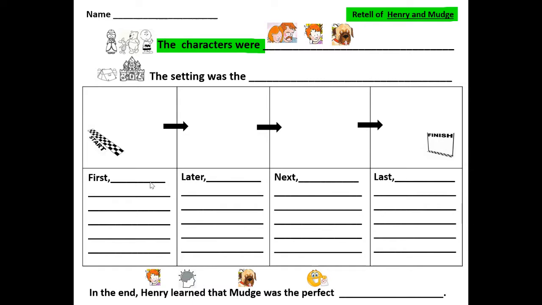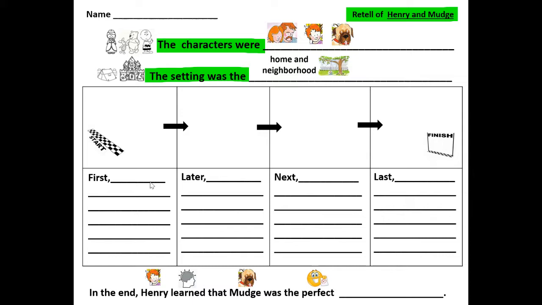The setting, where did the story take place? The setting was the home and the neighborhood. Remember, they were both at home and in the neighborhood.